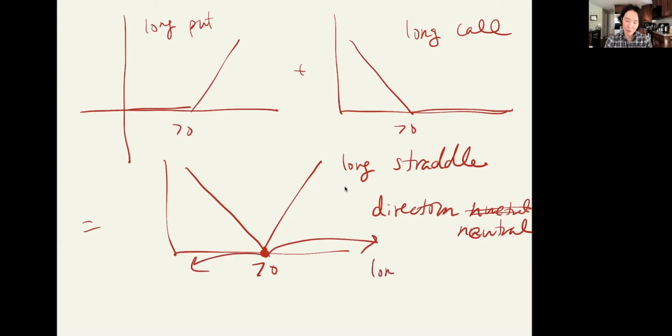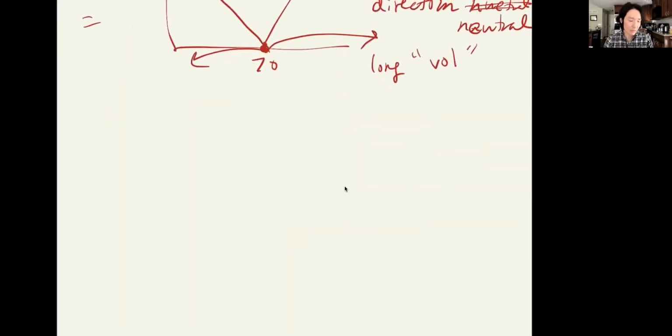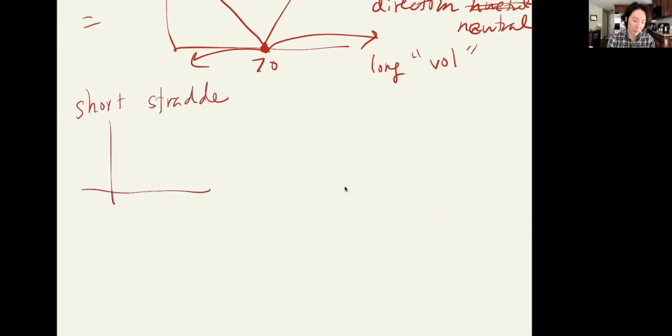So this is sometimes called long vol. I mean, vol is short for volatility. It's a long volatility position. Okay? The opposite side of this is what's called a short straddle position. Here you short both the put and call.